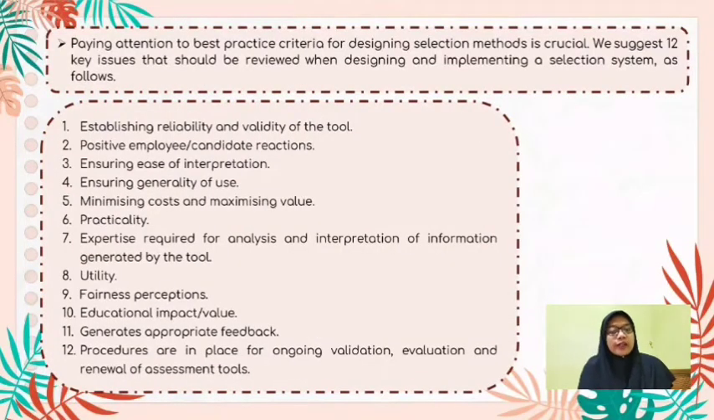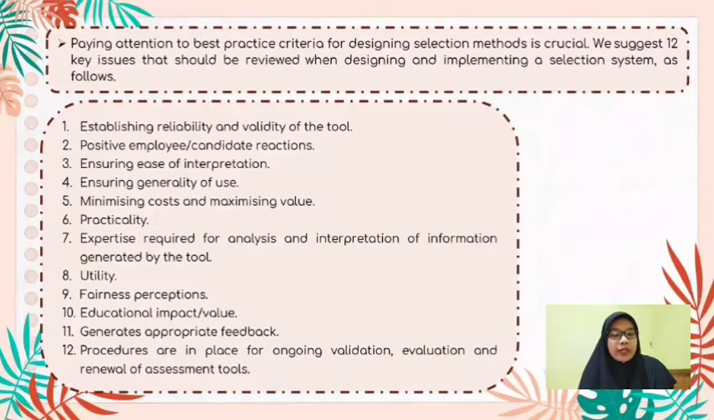So, before an organization makes a selection, they need to pay attention to best practice criteria in designing selection methods. It is crucial. There are 12 key issues suggested that should be reviewed when designing and implementing a selection system, as follows. 1. Establishing reliability and validity of the tool.